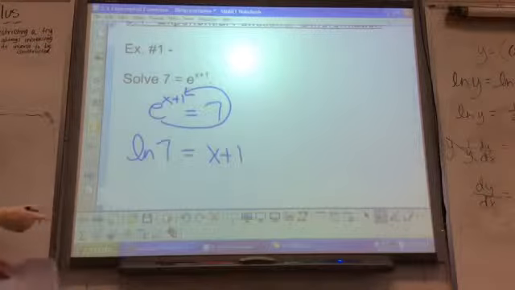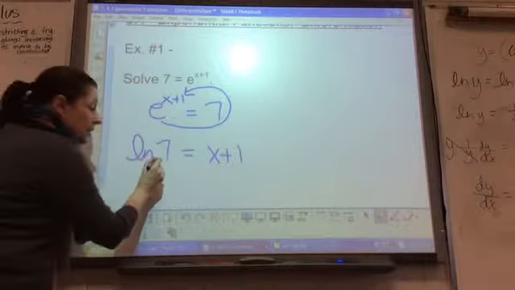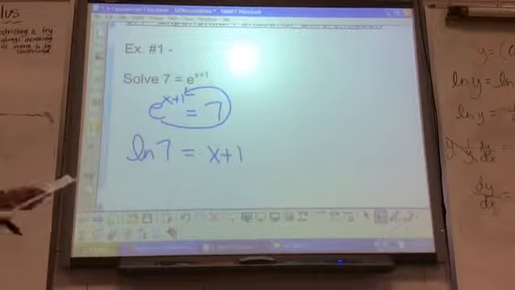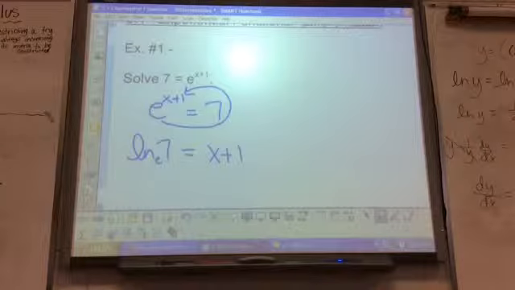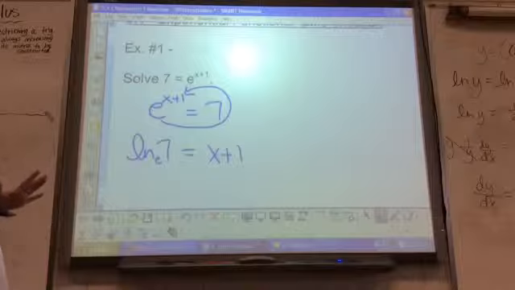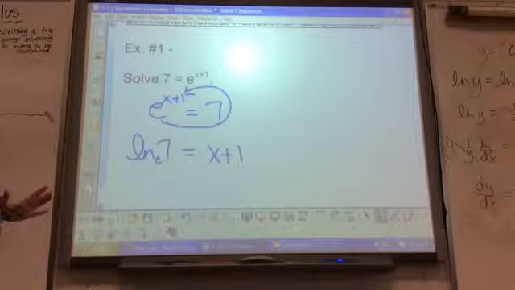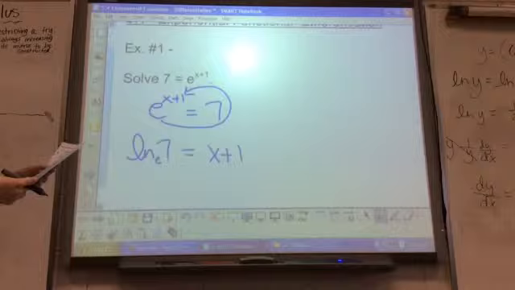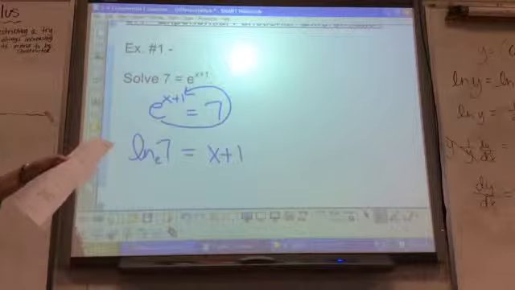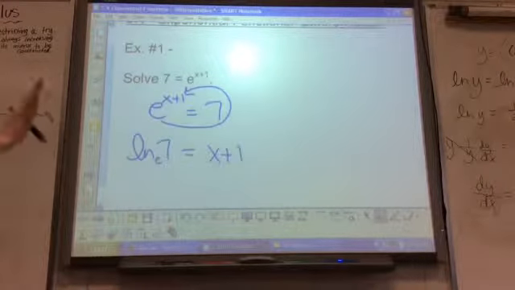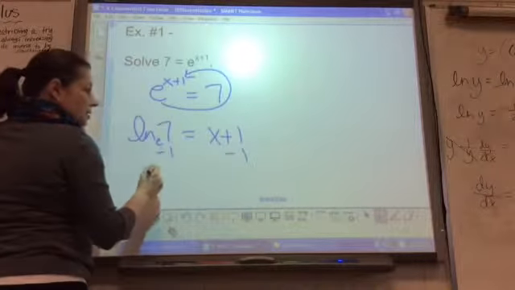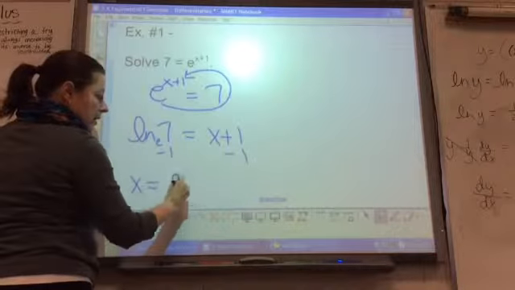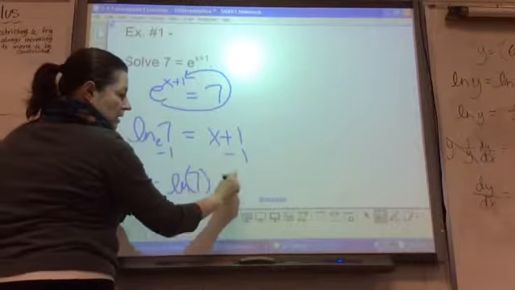Don't we have to say there's a base? It's an e, and you know it's there, so you don't have to say it. There is no base from the first one, right? Because there's no log. But as far as the exponent, it's base e, exponent x plus 1, if you want to think about it like that. Okay, now let's pretend we're going to solve for x here. What would you do? Subtract 1. So x would equal ln of 7 minus 1.